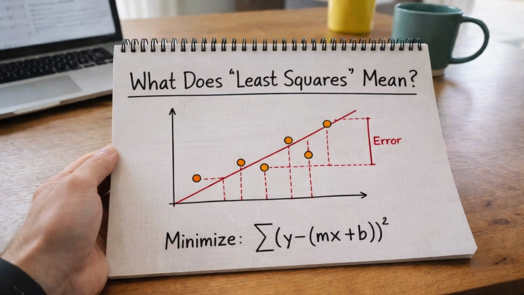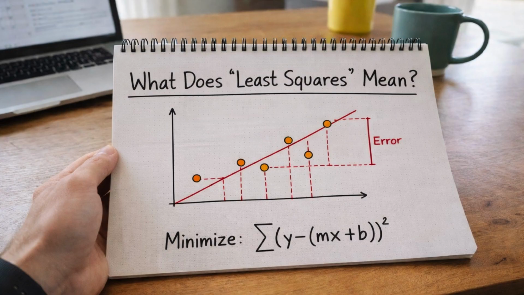We already know that for each data point, there is some error. That error is the difference between the actual value and our predicted value. If we square that error and add it up for all points, we get the total squared error. Least squares means choose m and b so that this total squared error is as small as possible.